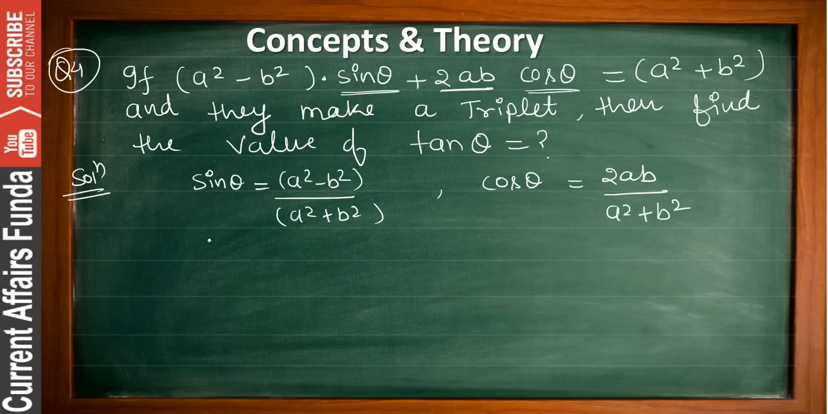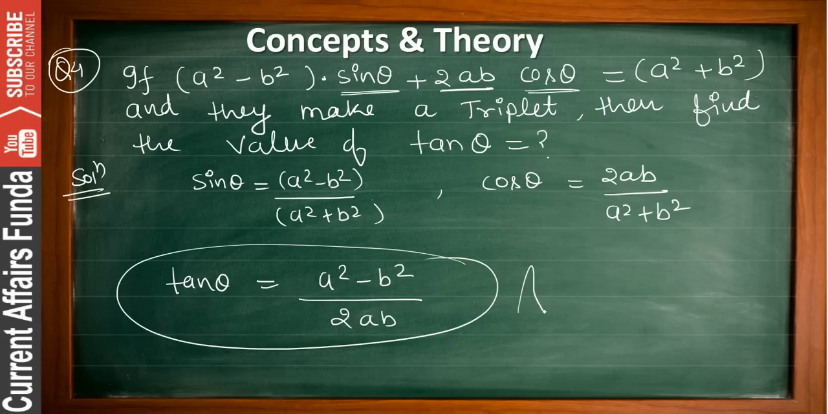From here you can divide sin theta by cos theta, then you will get tan theta here. So tan theta will be, this one will be cancelled out, and you will get a square minus b square divided by 2ab. This one will be your answer, friends. Okay, these are previous year questions, that's why I'm writing here.